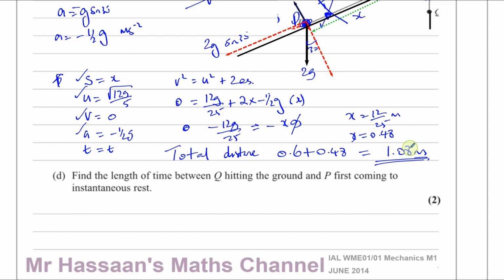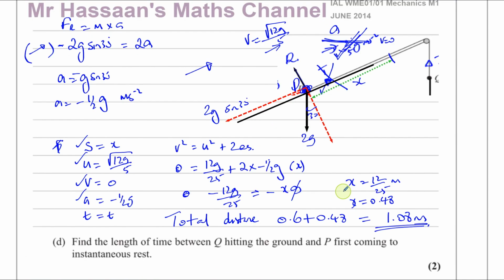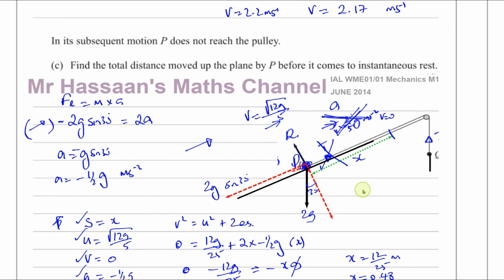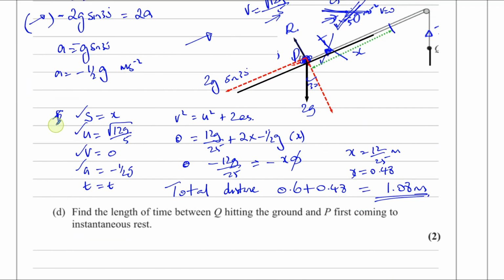And then part D says, find the length of time between Q hitting the ground and P first coming to instantaneous rest. Okay, so we want to find the time it takes for this to happen. This time here would be the same time between Q hitting the ground and P first coming to rest. That's what this is all set up for. And then we added the 0.6 for it to find out the total distance. So this distance is traveled during this time.